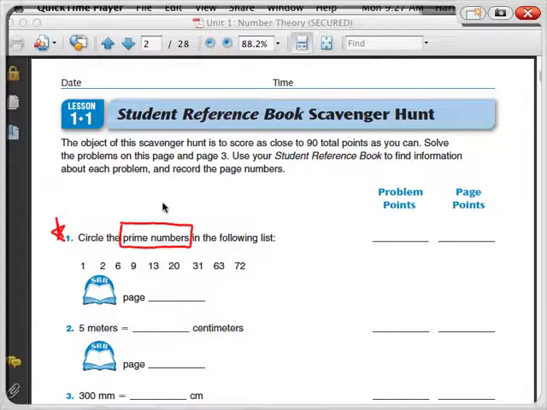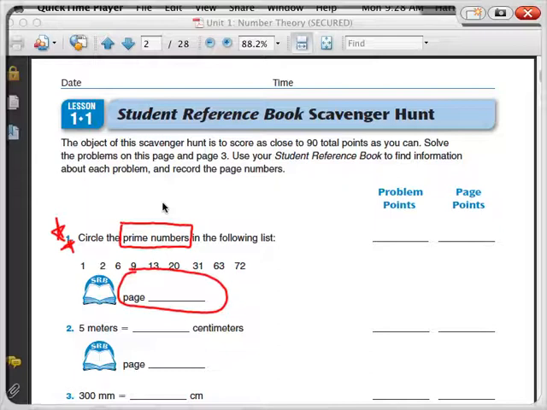Now, once you locate that page in the student reference book, you need to write that page number down right here. And after you write that page number down, figure out how to solve a question about prime numbers and answer the question. We'll be doing this work tomorrow, and you'll be able to work with a small group. But I want you to be prepared so that you know what to do when you come to class.